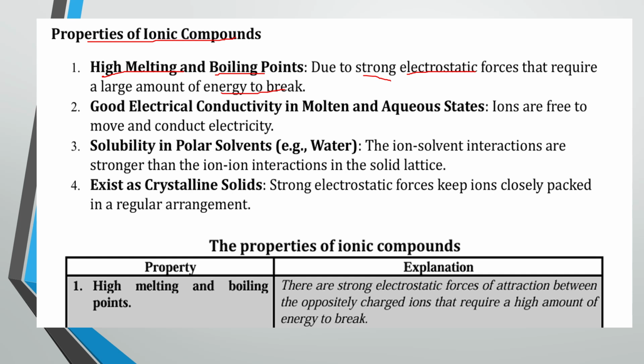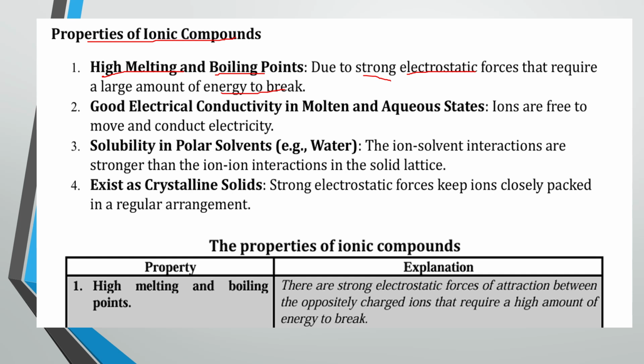So ionic compounds have high melting and high boiling points simply because the electrostatic forces of attraction joining the ions are very strong. So for you to break them, to reach the melting point or the boiling point, you require a lot of energy, which in turn results in high melting and high boiling points.